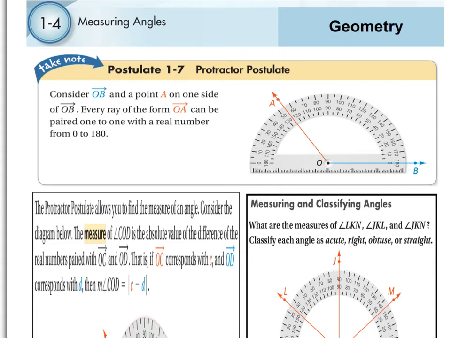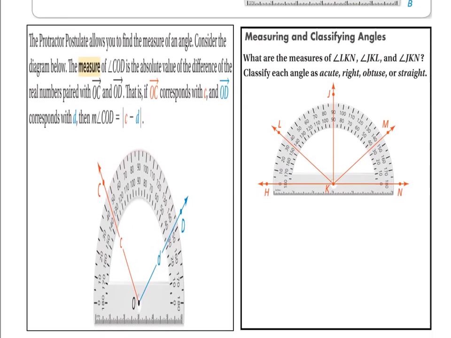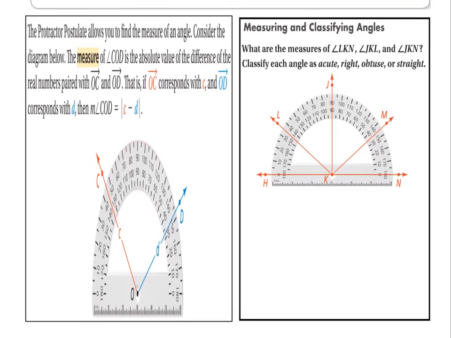If I want to start here, remember this is angle O. If I would start here and I were to measure angle O, I would start at 0. In this case, since 0 is on the inside, I would start on the inside. I would follow it all the way to this point, and it looks like in this case angle O is approximately 125 degrees. Again, many of you have used a protractor before. This is not anything that's really that new for you. The protractor postulate allows you to find the measure of an angle.